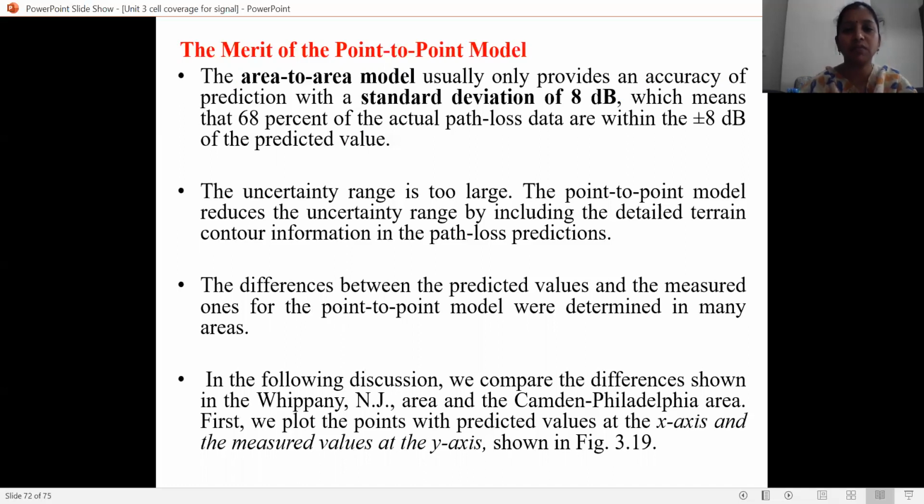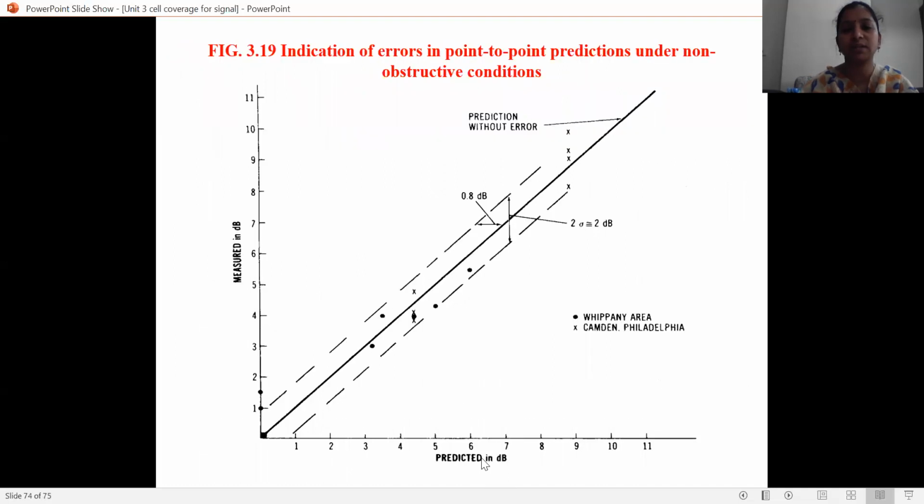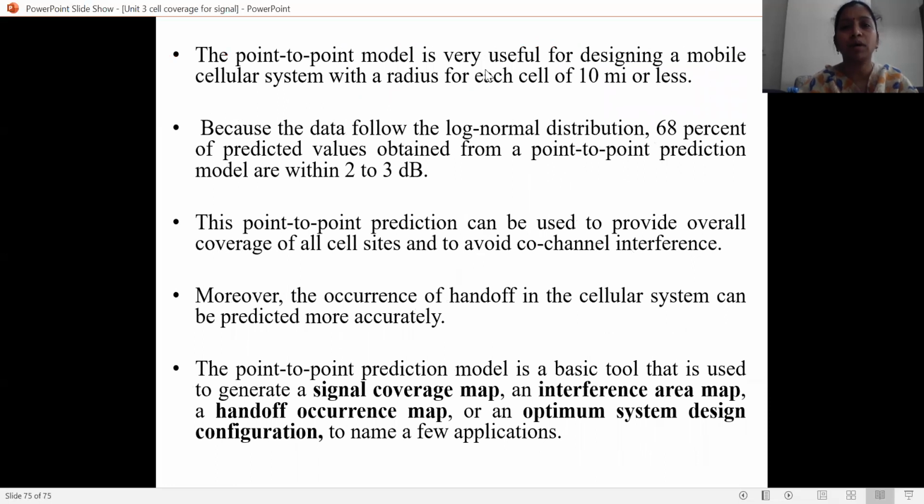Differences between the predicted values and the measured values for the point-to-point model were determined in many areas. In the following discussion, we compare the differences shown in the Whippany, NJ area and the Camden, Philadelphia area. First, we plot the predicted values on the x-axis and the measured values on the y-axis. You can see here, prediction without error is this line, and the deviation for the Whippany area and Camden area is only 0.8 dB. That is, you can say it is 2 dB.